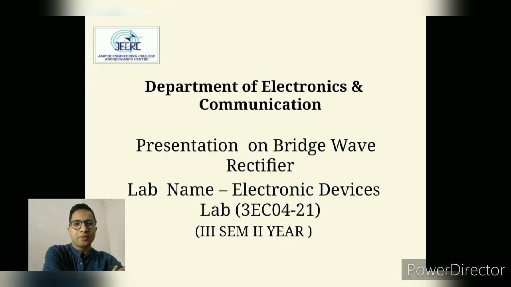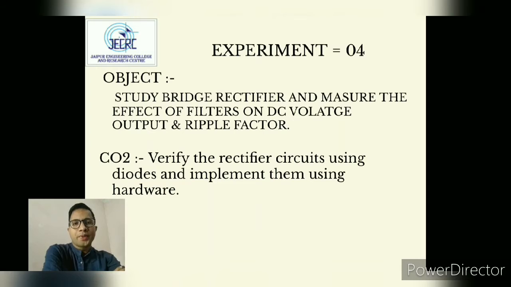Today we are going to present on the bridge wave rectifier. The lab name is Electronics Devices and its code is 3rd EC04-21. The object of the experiment is to study the bridge rectifier and measure the effect of filters on DC voltage and ripple factor. The course outcome included in this experiment according to RTU is to verify the rectifier circuits using diodes and implement them using hardware.